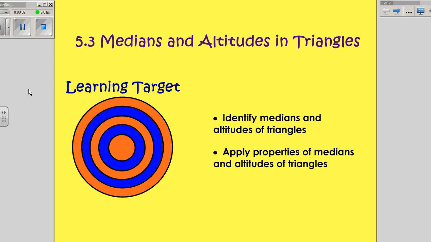Section 5.3, Medians and Altitudes in Triangles. By the end of this lesson, you should be able to identify medians and altitudes of triangles. You should also be able to apply properties of medians and altitudes of triangles.